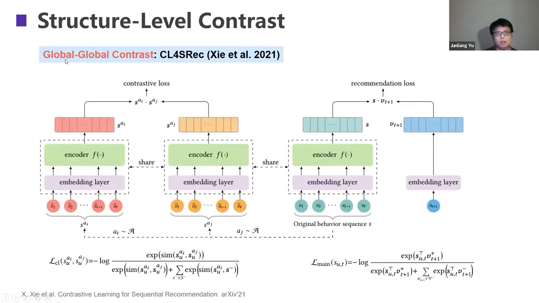Then let's see the global to global contrast. Here we choose CL4SRec as a representative method. The process in this method is very similar to the process in SGL. Given the original behavior sequence, the method first augments the sequences through augmentation operators like item shuffling or item cropping. Then the method contrasts these two augmented sequences by using a contrastive loss, and it actually uses the InfoNCE loss. We can see in this method, the contrastive task and the recommendation task share an encoder.